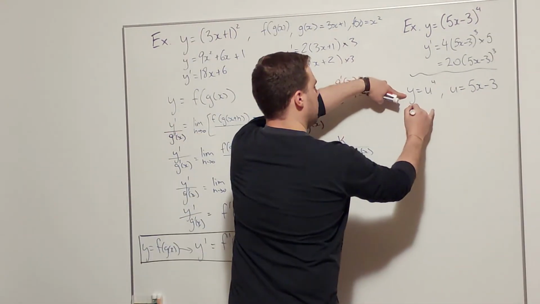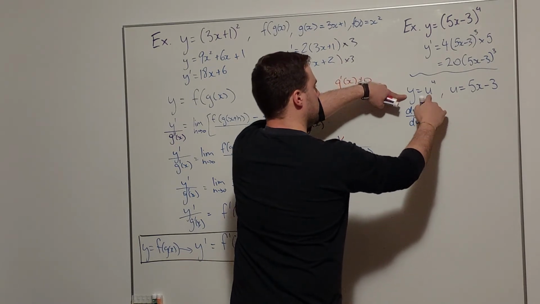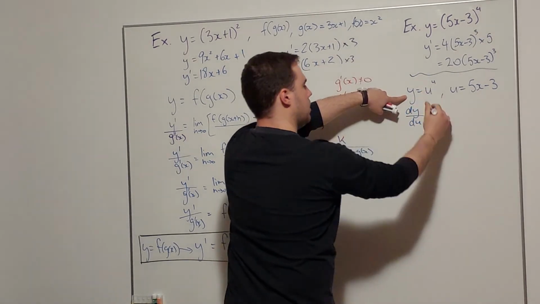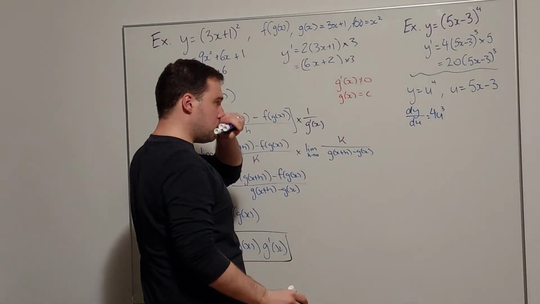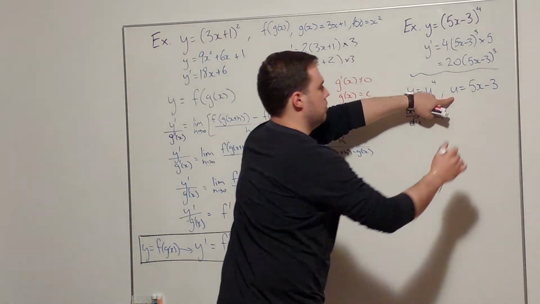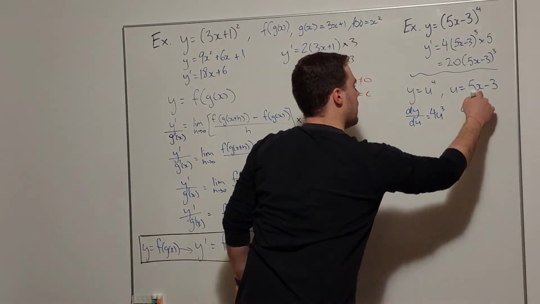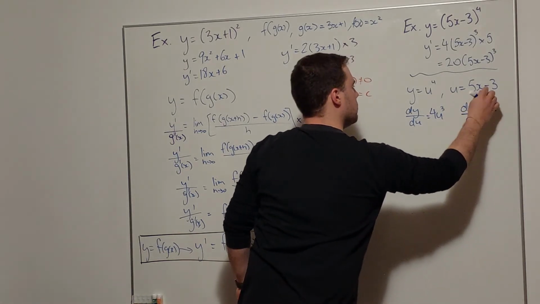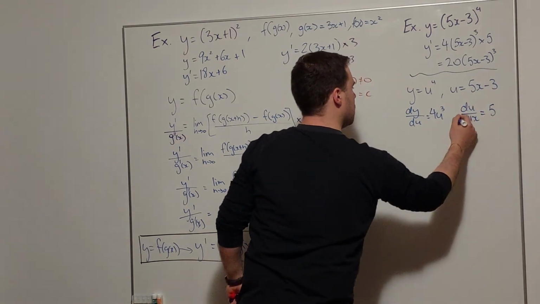dy differentiated with respect to u is going to be, since the variable's u, bring the power down, subtract 1 from the power. And then over here, we've got du, u is a function of x, and so du dx is going to be the derivative of 5x minus 3, which is 5.